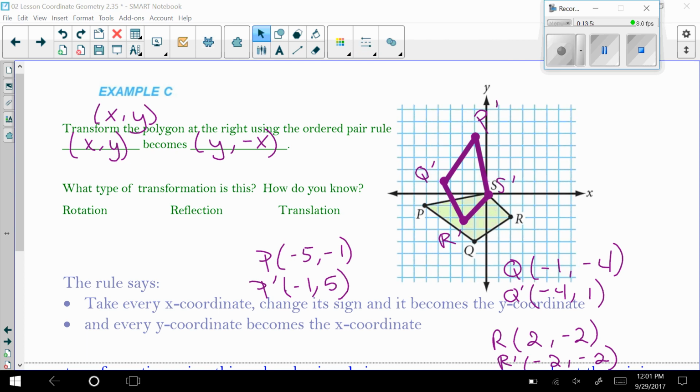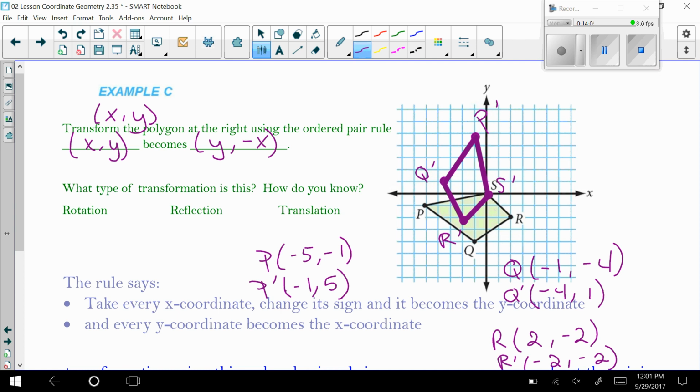So when we connect our image points to form our image quadrilateral, we can see that R has moved from here to here. Q has moved from here to here. P has moved from here to here. And S has stayed the same. So our original quadrilateral PSRQ becomes P prime, S prime, R prime, Q prime.